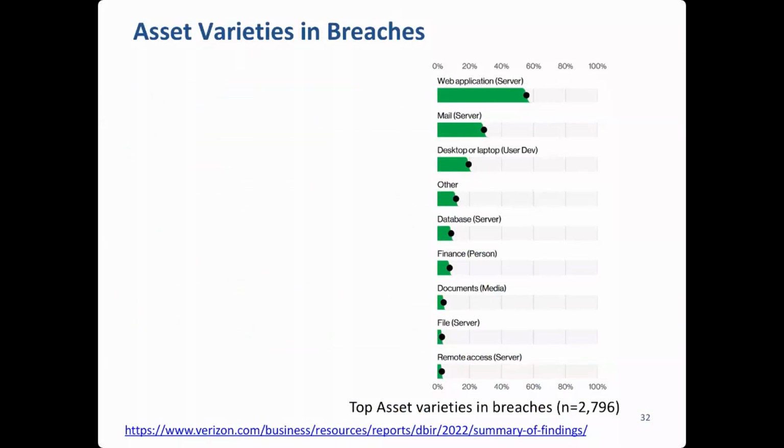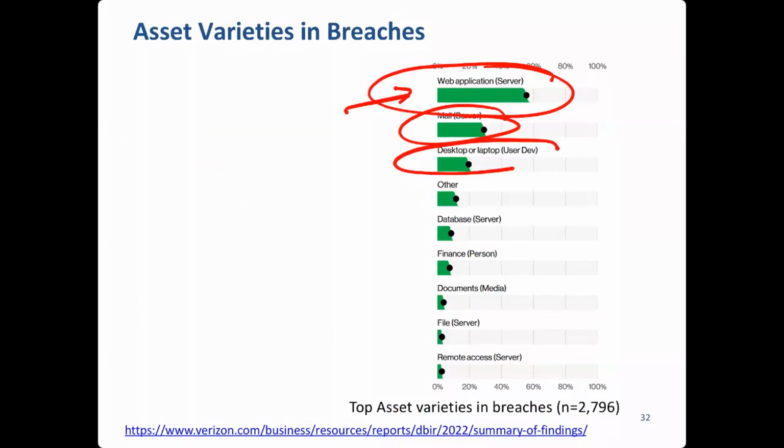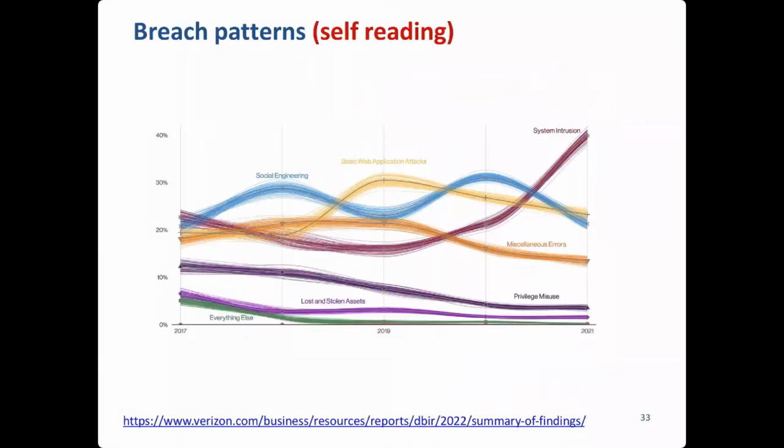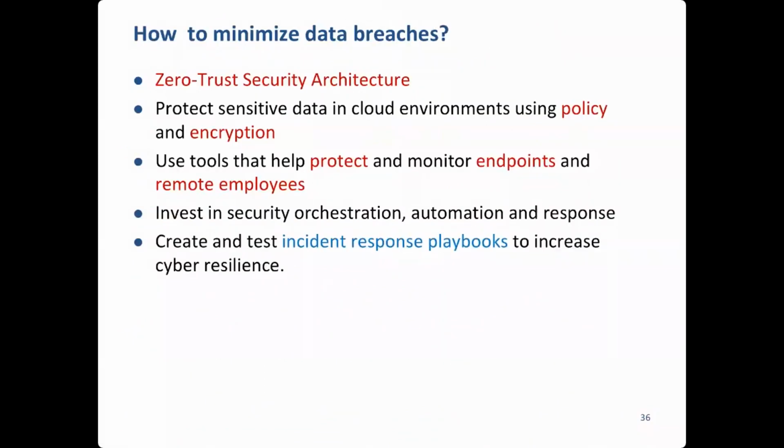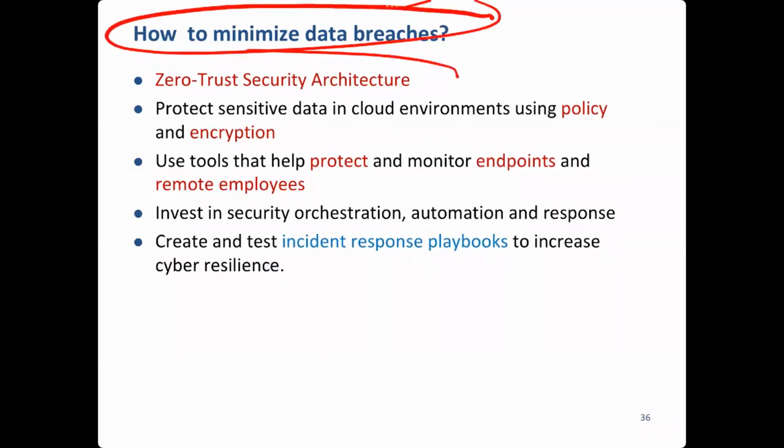Okay, and for asset variety in breaches, web is the most vulnerable nowadays. Of course, we couldn't study this. We don't have time. Then mail servers, desktops and laptops, and databases, and so on and so forth, right? Please read this, what the patterns are. Okay, but how to minimize it? Very important is zero trust architecture. We'll look at it in brief.